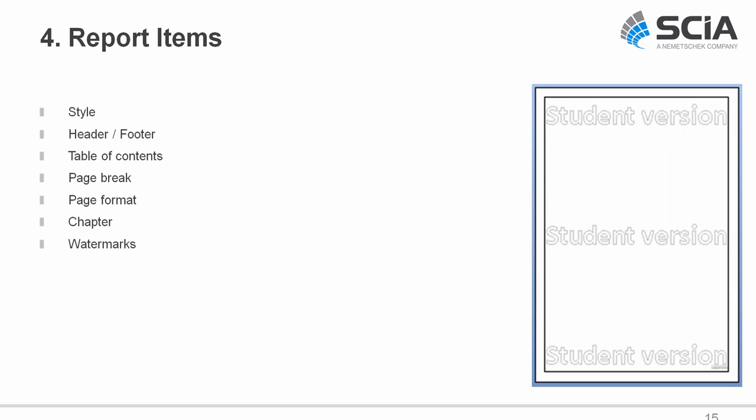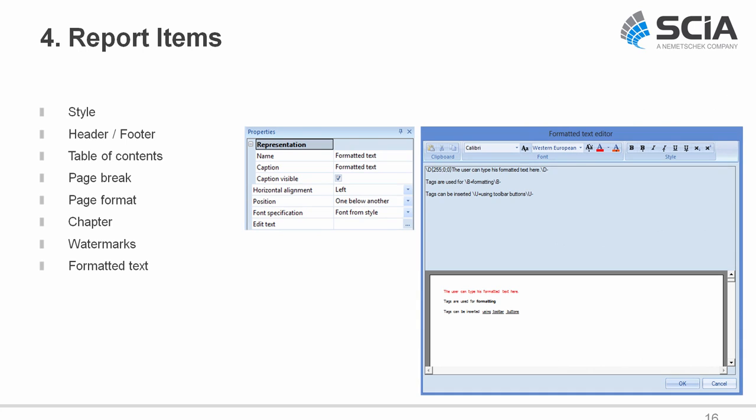There are two types of watermarks available in the engineering report. You have the hard-coded watermark, which is used for the student version or tryout version, or you have also a user-defined watermark. The user can insert formatted text in the engineer report, so the text can be inserted by typing or using the clipboard function. It is possible to type multiple rows, and the user can also see a formatted preview of the text.